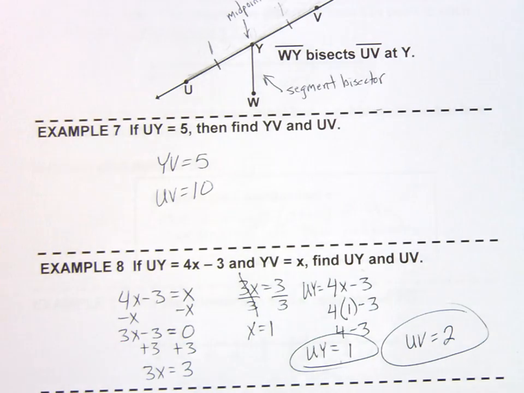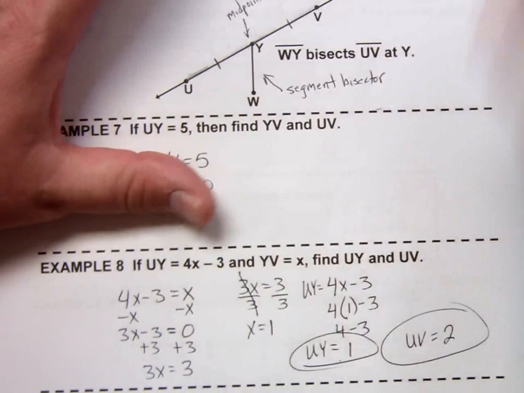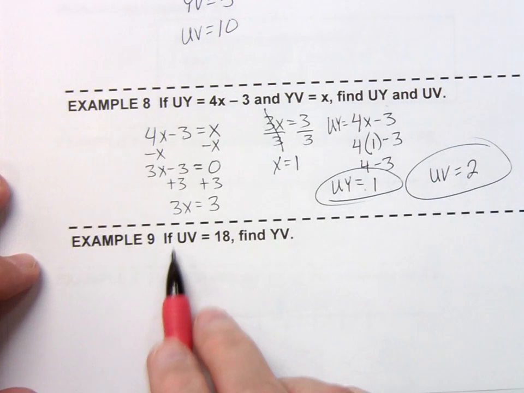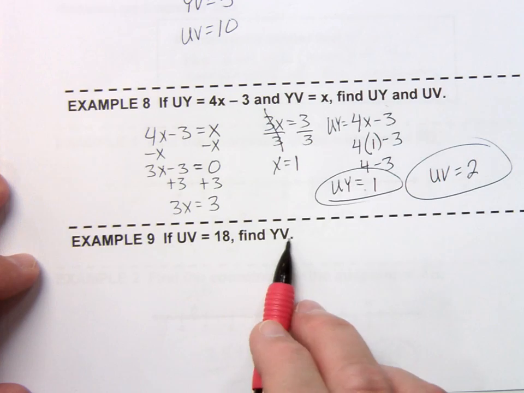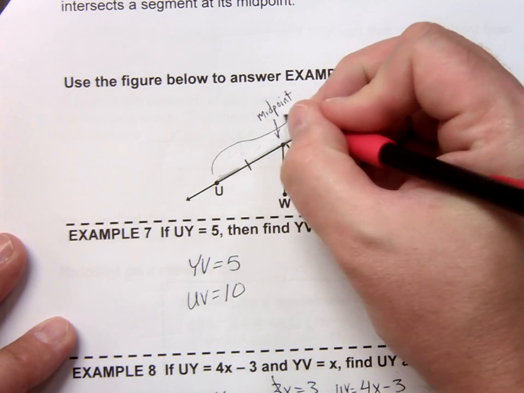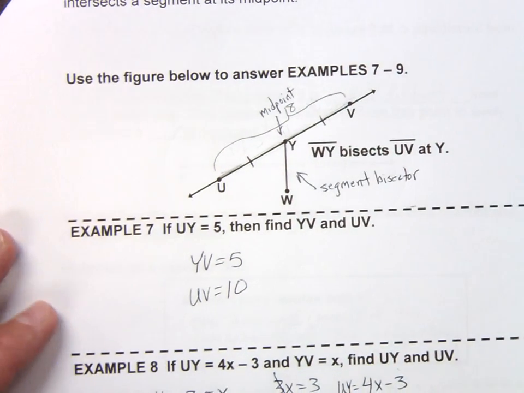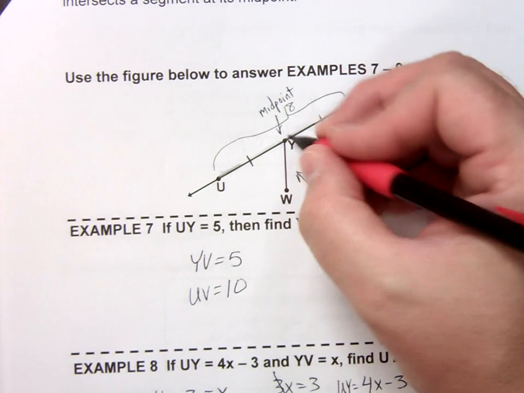Alright, one more problem. So I'm going to again erase these numbers. And on example 9, it says if the distance from U to V equals 18, find the distance from Y to V. So the distance from U to V, that is this whole thing, and it said it is 18. If that whole thing has a length of 18, we want to know what is the distance from Y to V.